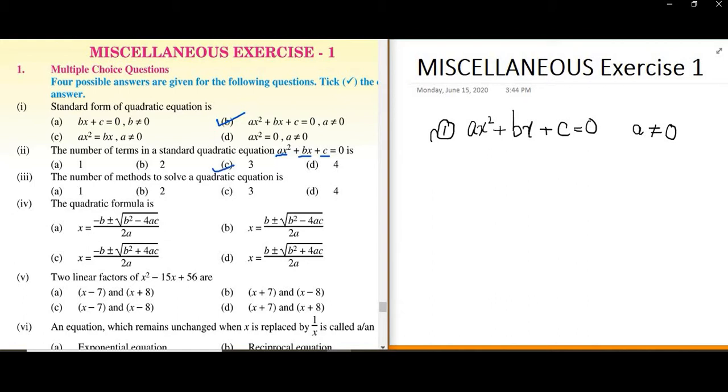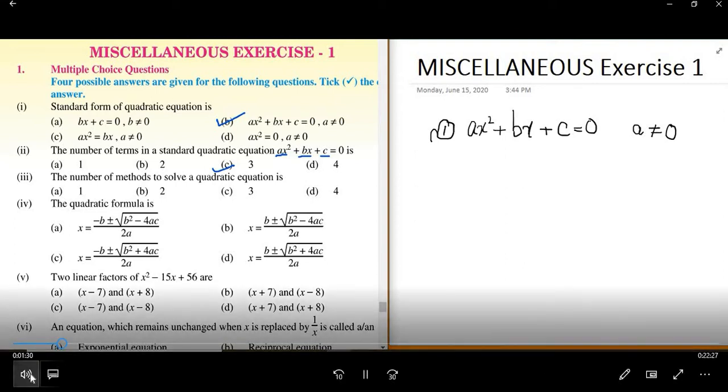The number of methods to solve a quadratic equation. We all discussed the methods to find the solutions of a quadratic equation in chapter 1. First one is by factorization, then by completing square method, and the third one is by quadratic formula. So there are 3 methods to solve a quadratic equation.